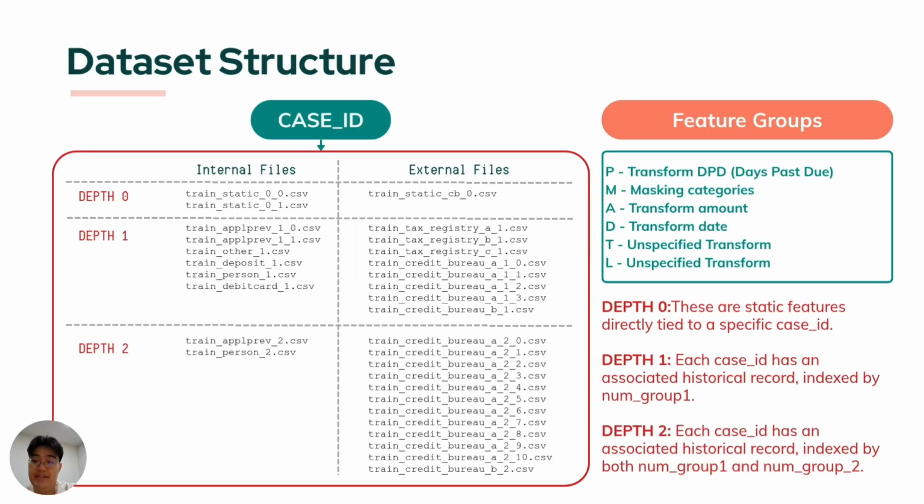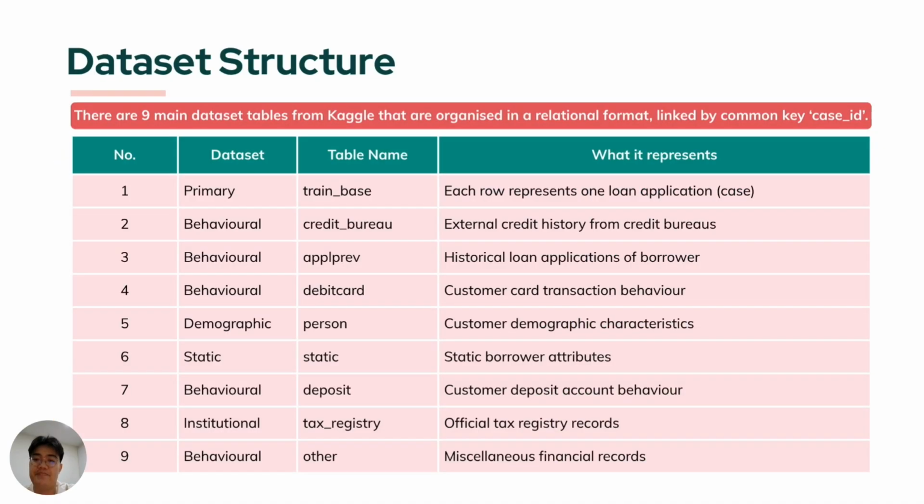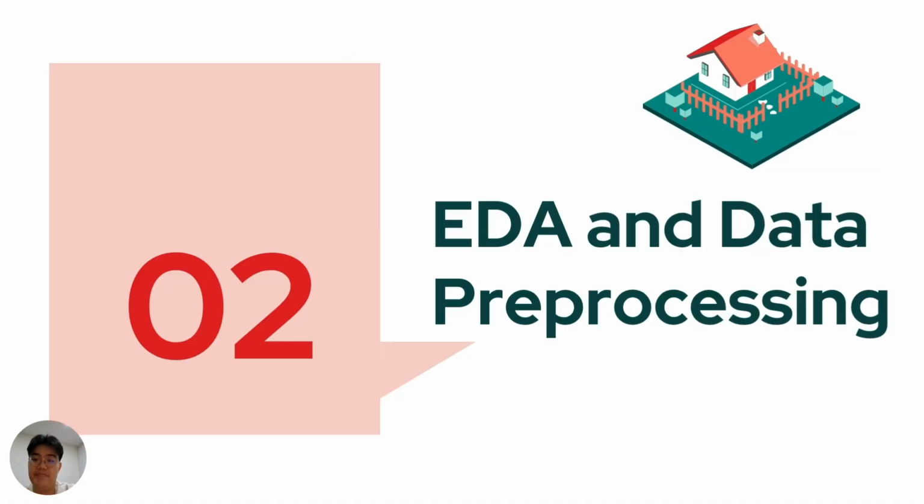Firstly, we observe that our dataset is organized into multiple levels, with depth 0 containing static features for each case ID, whilst depth 1 and 2 contain historical records with increasing level of detail. Note that a single case ID can have multiple records. Moving on, there are 9 main tables, organized in a relational structure and linked by common case IDs. Each table captures different aspects of the applicant, such as loan applications or demographics.